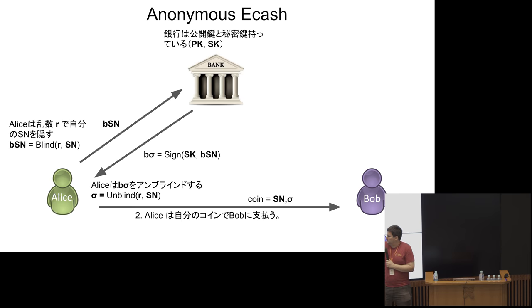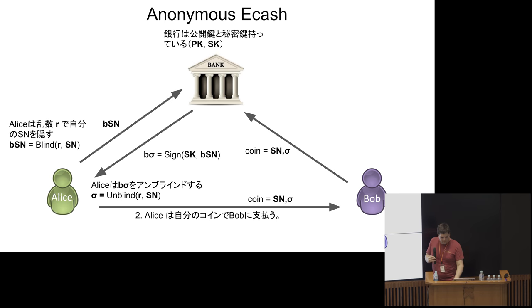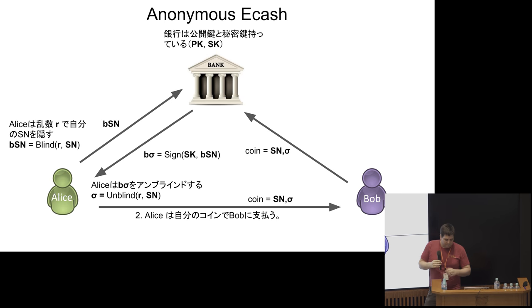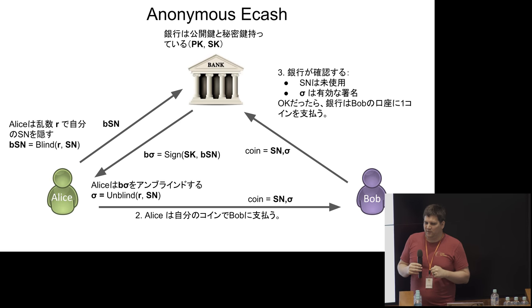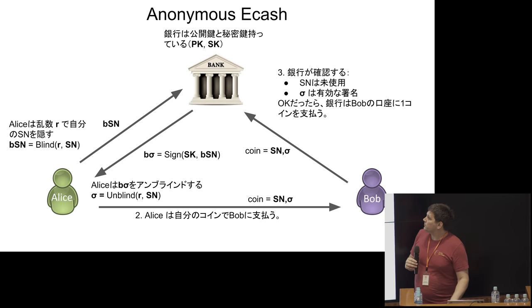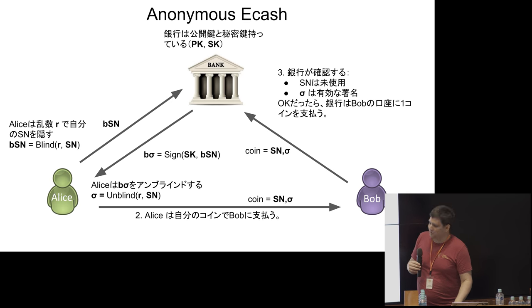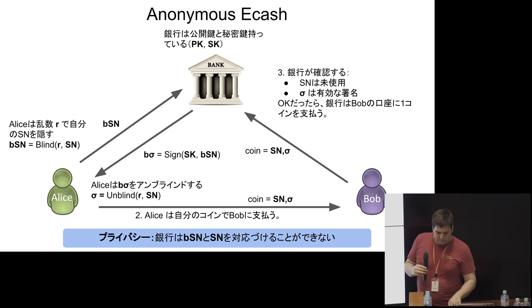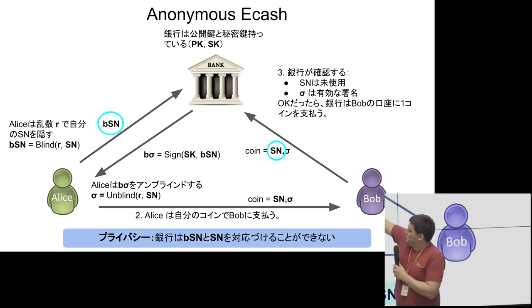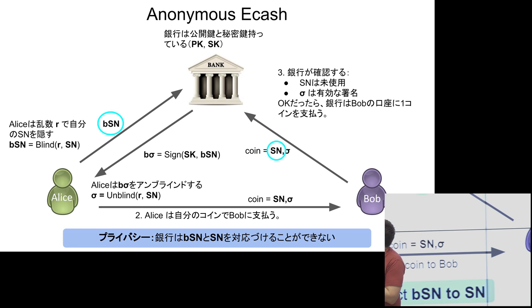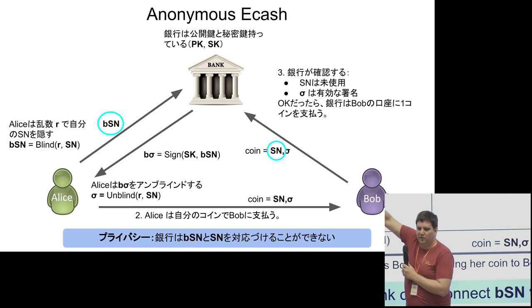To pay Bob, she sends her serial number and this signature to Bob. Bob then redeems this coin, essentially this serial number and signature, to the bank. The bank then makes sure that the serial number has not been spent before, and that the signature is valid, and credits Bob's bank account. But notice that this is the first time the bank has seen the serial number. All the bank saw before was this blinded serial number, which it doesn't know what it is.